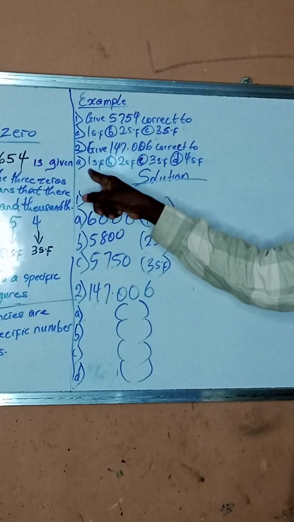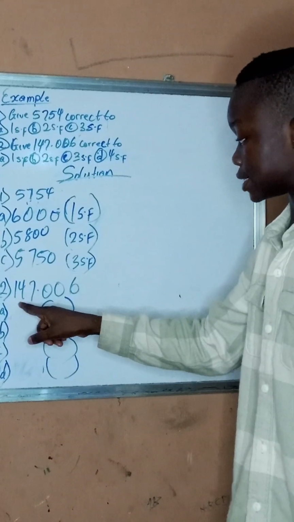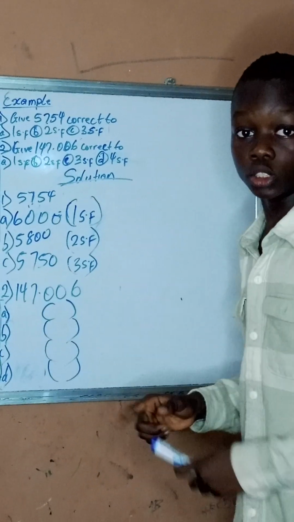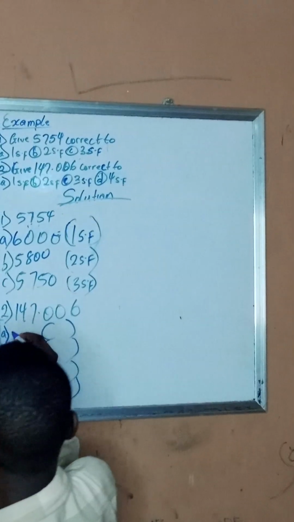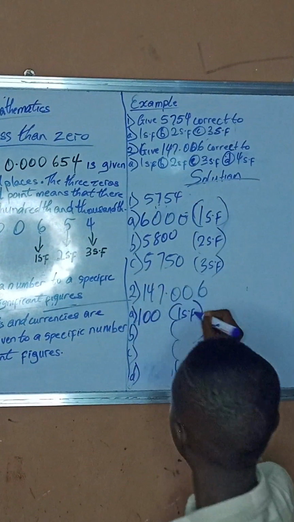Number 2, give 147.006 correct to 1 significant figure. The first significant figure in this case is 1. So the decider is less than 5. So we disregard the number, which will become 1. The remaining 2 numbers at the back will turn to 0. Then this is 1 significant figure.